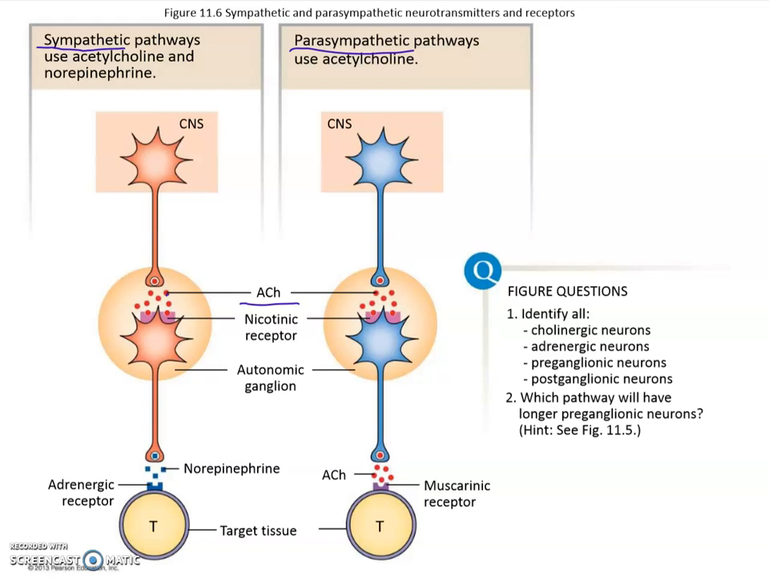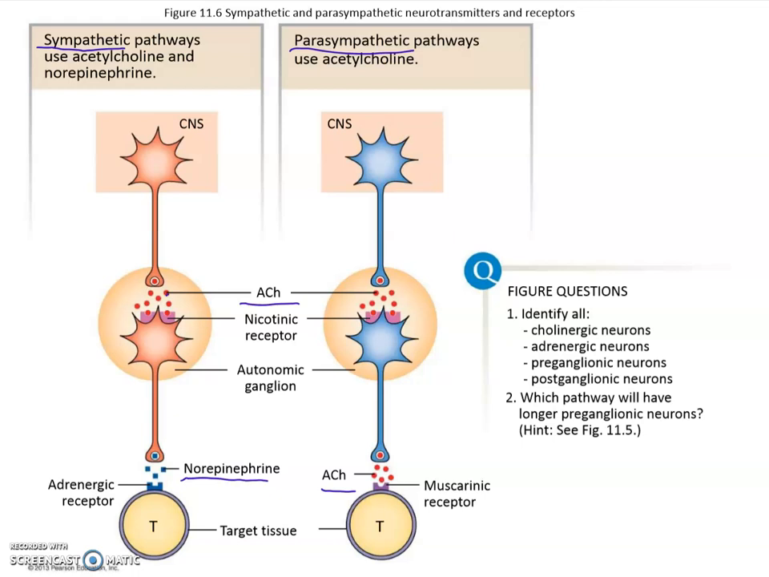Now, when it comes to the synapse to the target tissue, on the sympathetic side, we will be using norepinephrine. So to go from the postganglionic neuron down to the target tissue, which of course would be cardiac muscle, smooth muscle, or a gland, we're always using norepinephrine on the sympathetic side. On the parasympathetic side, we will be using acetylcholine again to synapse from the postganglionic neuron to the target tissue, which again would be smooth muscle, cardiac muscle, or a gland.